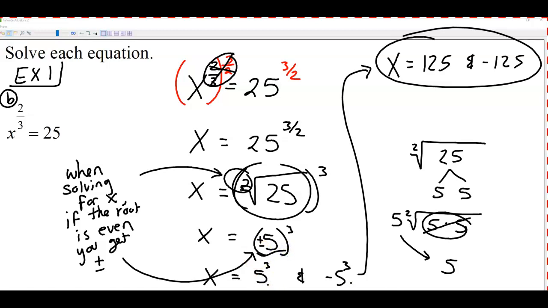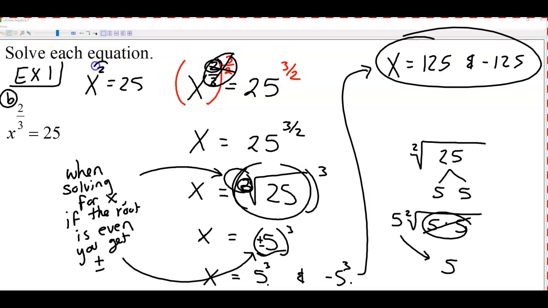Now, some of you guys may wonder, why does that happen? Well, originally this 2, which is a root, was on the top over here, right? Think of it this way. X squared equals 25. What number to the second power equals 25? 5. But also negative 5. Because negative 5 times negative 5 also makes 25.